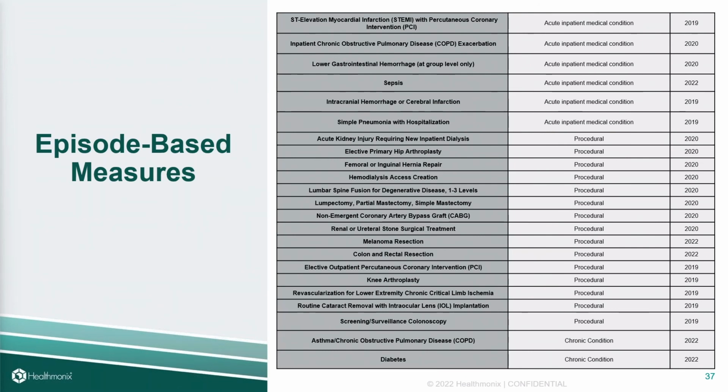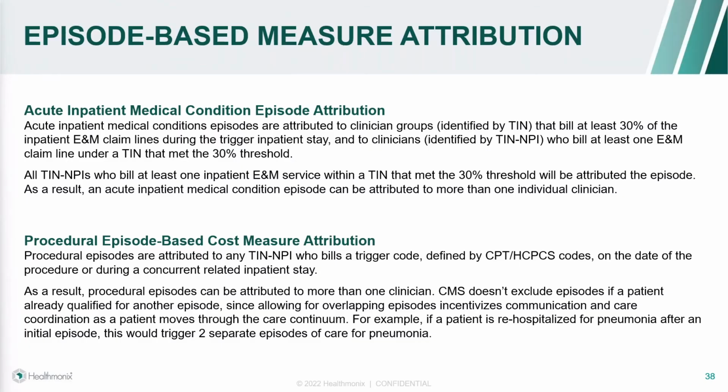This is just a list again of the episode-based measures. I think Mike covered these at the beginning. Measure attribution for the acute inpatient functions similarly to the MSPB-C in that it looks at the E&M claims and it looks for TINs that meet the 30% threshold. And then procedural are based on the clinician that is performing the individual procedure.